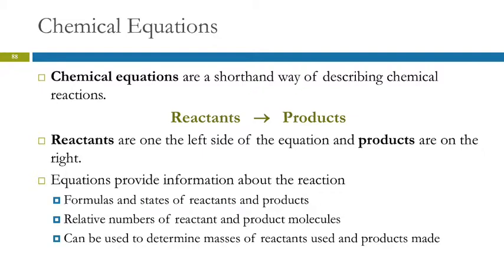There's a lot of information about the chemical reaction found in the equation. We'll have the formulas and the physical states of the reactants and products. We'll get the relative numbers of reactant and product molecules. And then from that information, we can figure out, well, if you start with 10 grams of this, how much of product do you end up? How many grams? And that's a very useful sort of calculation, a practical calculation.